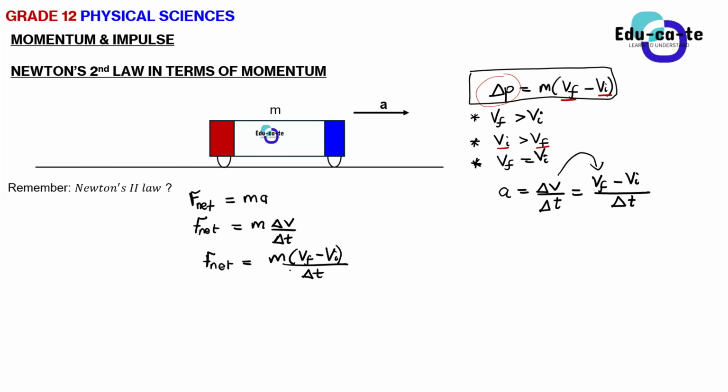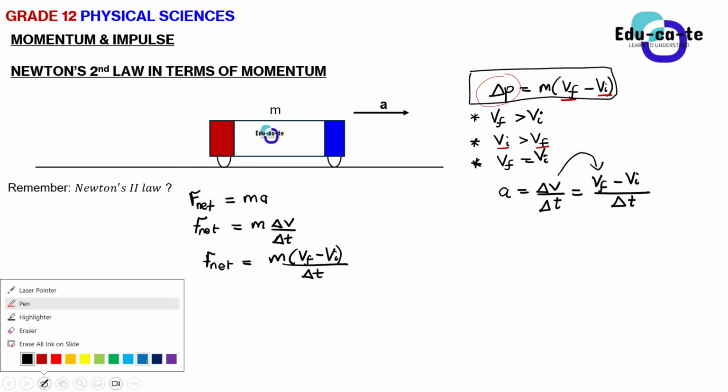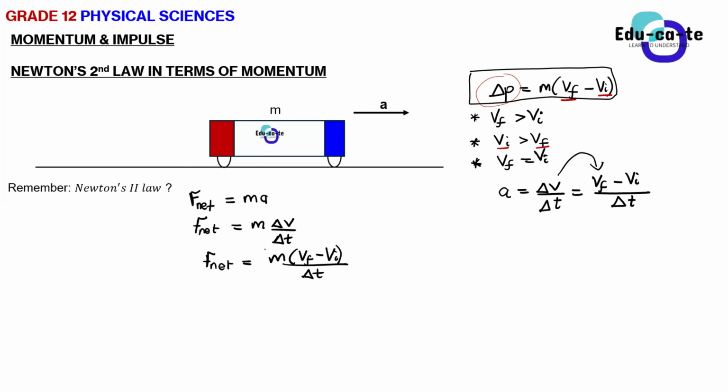So from here, guys, what do you notice about this? Do you know this from somewhere? Yes, the change in momentum. Yes, this is equal to the change in momentum. So I can just rather say that my net force F net is equal to delta P over delta T.